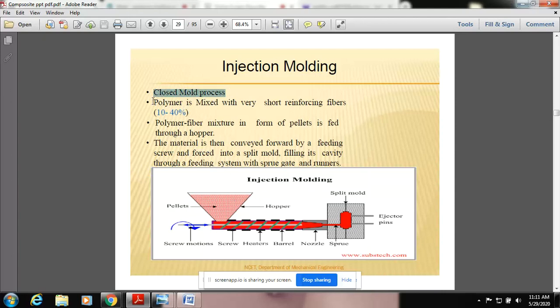Here they mention that the polymer is mixed with very short reinforcement fibers. I'll explain it one by one. In the figure you can see the hopper, or a container, which consists of both resin and fiber. What kind of fiber here? The fiber is discontinuous or particulate, not a continuous fiber, right? That's why they mention pellets.